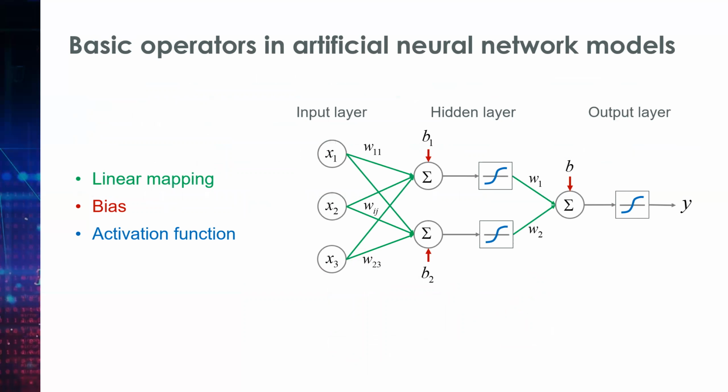An artificial neural network model has a typical structure composed of input, hidden, and output layers. The figure in this slide illustrates a shallow network with a single hidden layer. It relates input variables x and output variables y through three key mathematical operations and components. First, linear mapping, which is a weighted linear combination of input variables.